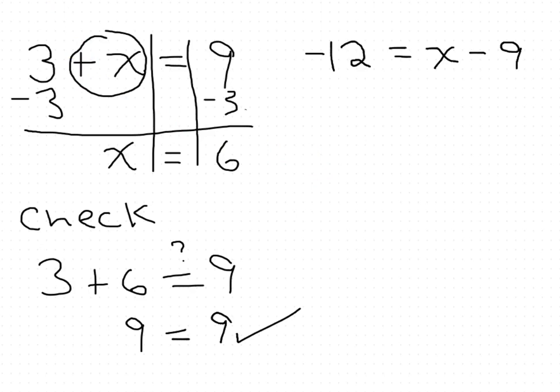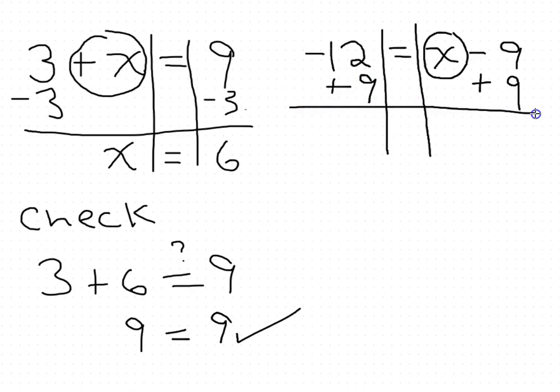Negative 12 equals x minus 9. It does not matter that the x is on the other side of the equal sign. We still need to solve for that one x and isolate it. So we have negative 12 equals x minus 9. Well, to get rid of that negative 9, we're going to do its inverse, or its opposite, and we're going to add 9. So negative 12 plus 9 is negative 3, and negative 3 is equal to x.